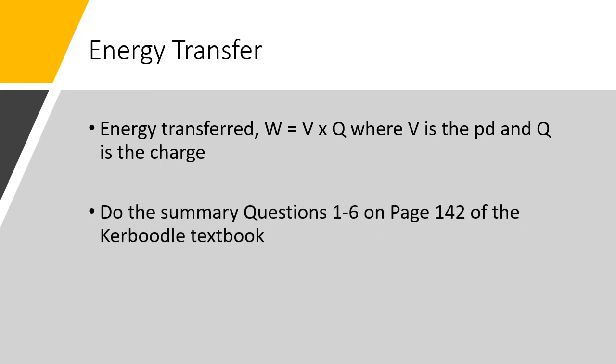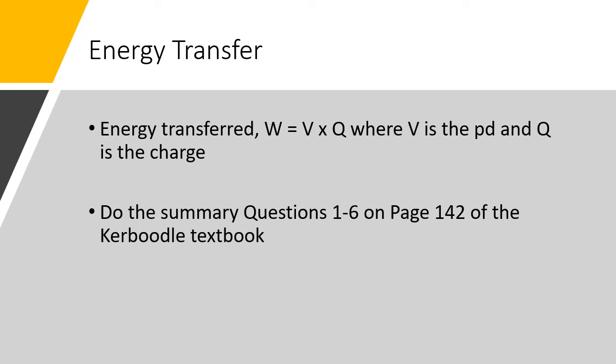To make sure you know how to use that in questions, on your online Kerboodle text, you need to do questions 1 to 6 on page 142, but you can do that at the end once the PowerPoint finishes. So make a note of the page number and the question numbers so that once the PowerPoint is done, you can start doing the questions. Summary questions 1 to 6, page 142 of your Kerboodle textbook.